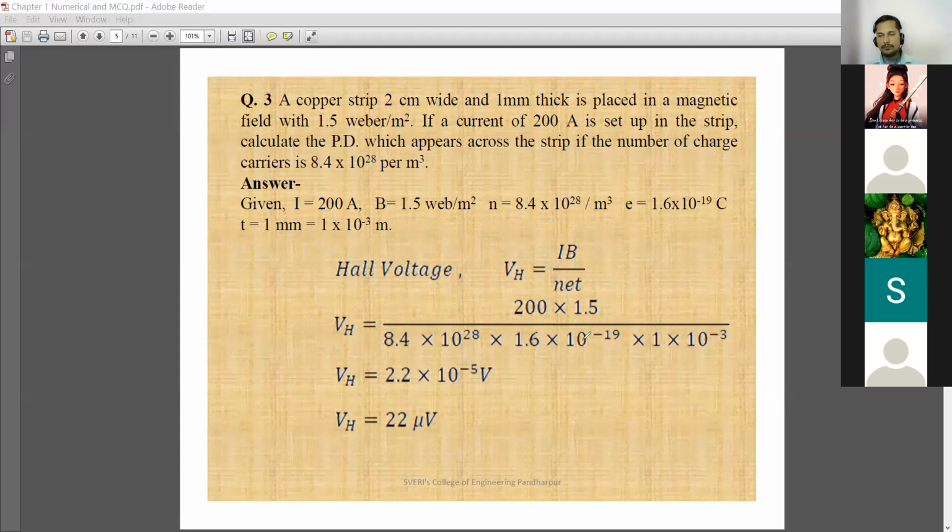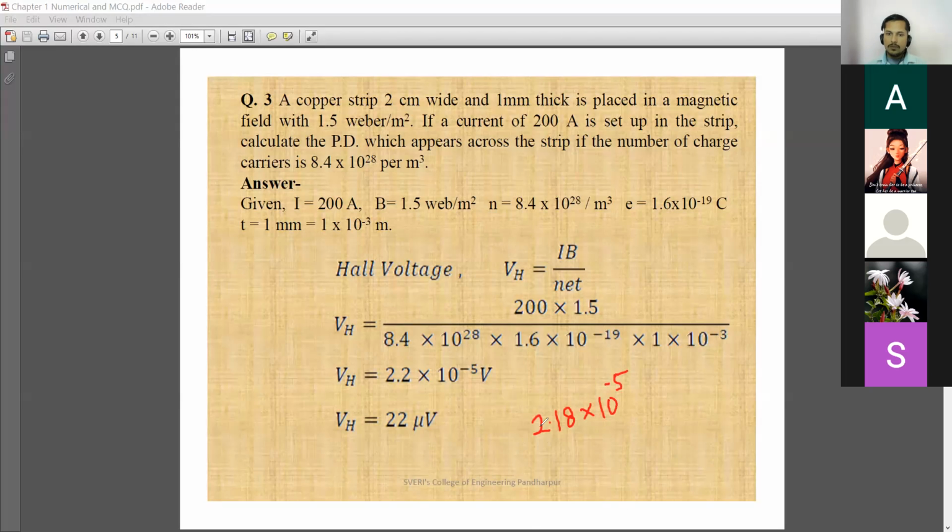What is the answer? 2.18 into 10 raised to minus 5 volt. Okay, everyone is getting this? Yes, from the boys' side. So 2.18. Approximately we have written it as 2.2, that is 22 microvolt. We have just adjusted the power of 10 and written the final answer.